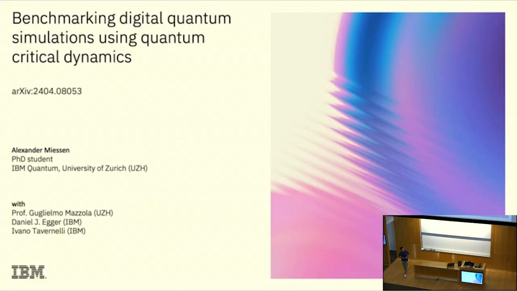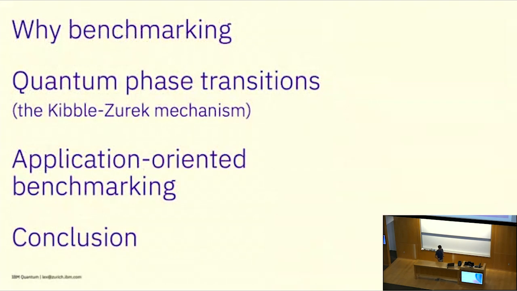This work was done together with Guillermo Mazzola from the University of Zurich, who is also the PI for this project, as well as Daniel Egger and Ivano Tavernelli from the IBM Quantum team in Zurich. I will quickly motivate why we thought we need yet another way of benchmarking, then discuss briefly the Kibble-Zurek mechanism, as it is what we will benchmark against in this work, and then show you our results.